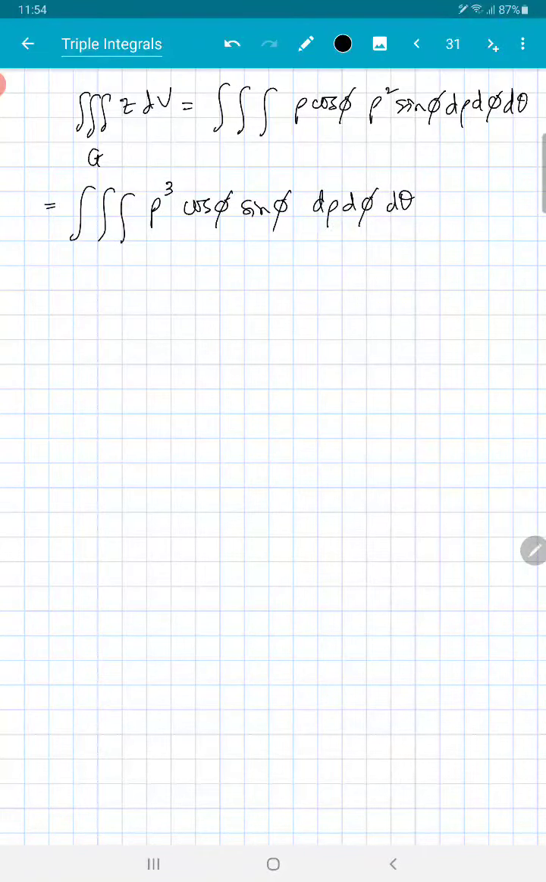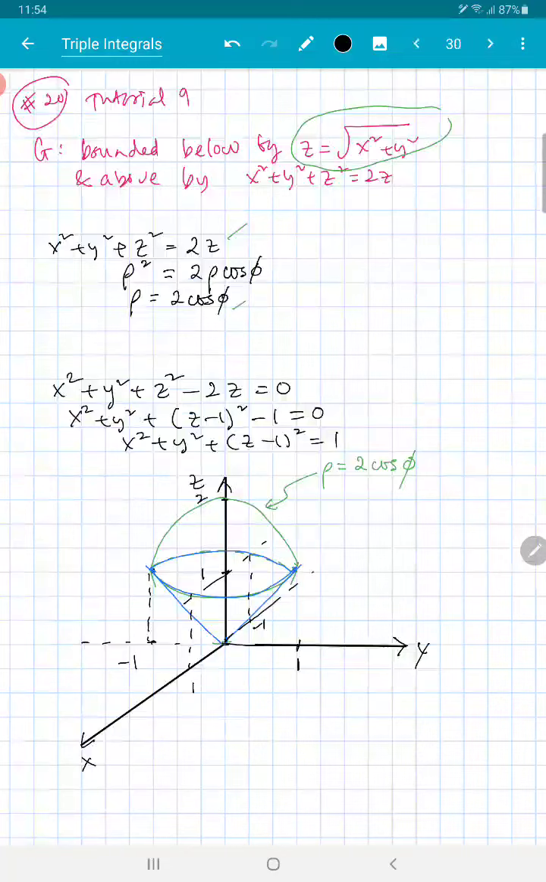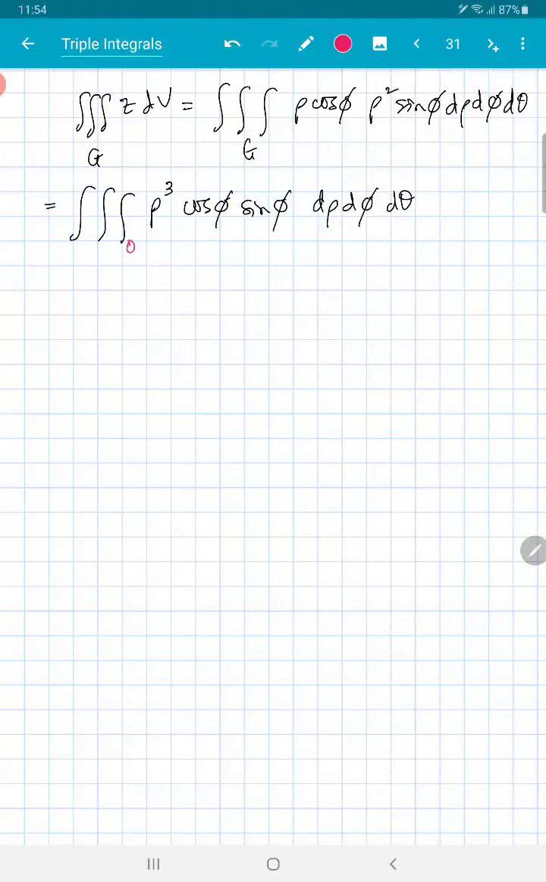Now we need to get the limits for rho, phi, and theta. The first one is for rho. Refer to our solid G. To measure rho, remember we measure rho from the origin, and then we just draw a straight line across our solid. You can see that it starts at the origin. You can draw it here too if you like. It starts at the origin and then stops on the green sphere, and the green sphere is governed by this equation. So the limits for rho are going to be from 0 to 2 cos phi.